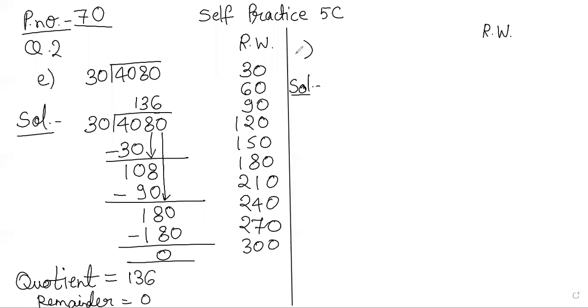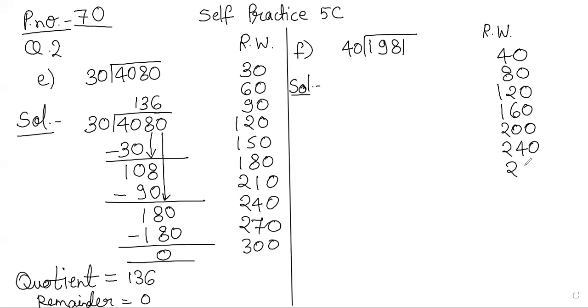Now question number F. 1981 divided by 40. Here the divisor is 40. So we need to write the table of 40. 40 ones are 40, 40 twos are 80, 40 threes are 120, 40 fours are 160, 40 fives are 200, 40 sixes are 240, 40 sevens are 280, 40 eights are 320, 40 nines are 360, 40 tens are 400.